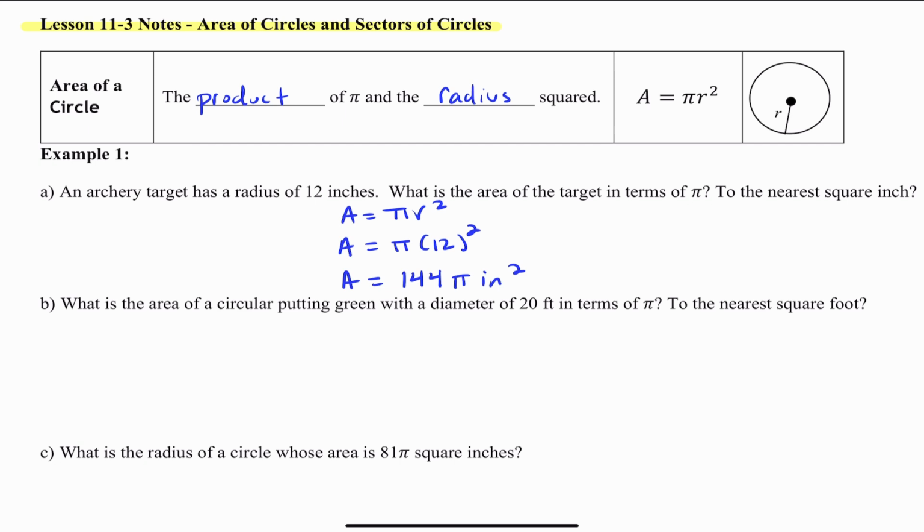B, what is the area of a circular putting green with a diameter of 20 feet in terms of pi? So using the formula A equals pi r squared, A equals pi, what's the radius? The diameter is 20, the radius must be what? 10, right? So it's going to be pi times 10 quantity squared. So A equals, what's 10 squared? 100 what? 100 pi feet squared.